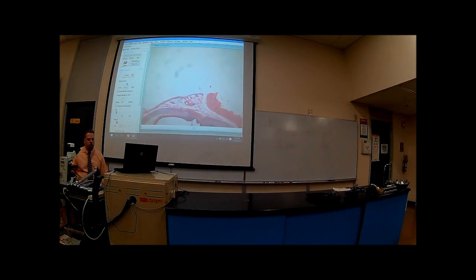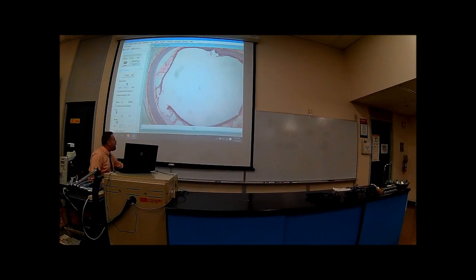So when we do this, this is at 40x. And when you look at this at 40x, you see that there's a lumen here. Okay, so we've got a lumen in this area over here. Which means the lining of the lumen is this area here. This type of tissue is epithelium.